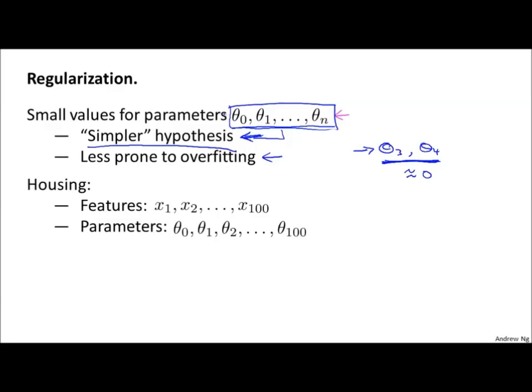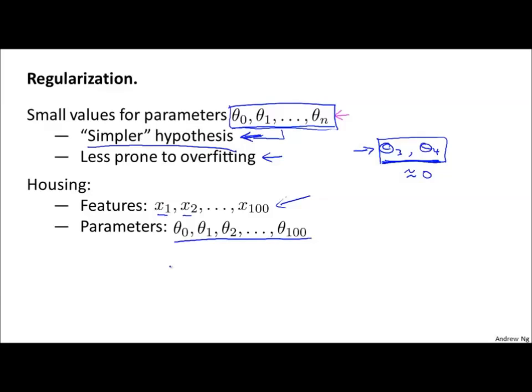For housing price prediction, we may have the 100 features that we talked about, where maybe x1 is the size, x2 is the number of bedrooms, x3 is the number of floors, and so on. And unlike the polynomial example, we don't know which are the high order polynomial terms. So if we have just a set of 100 features, it's hard to pick in advance which are the ones that are less likely to be relevant. So we have 100 or 101 parameters, and we don't know which parameters to pick to try to shrink.